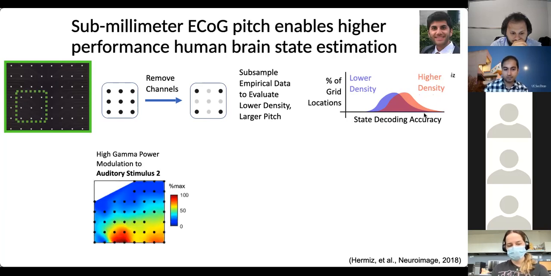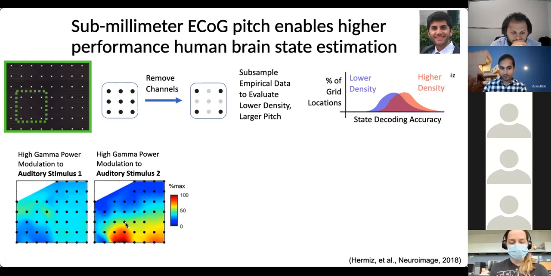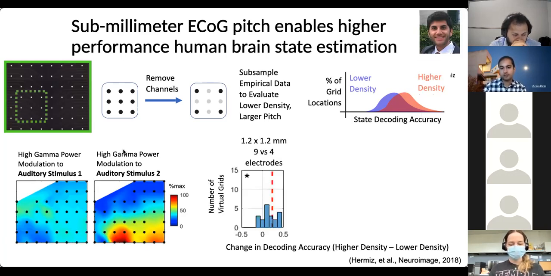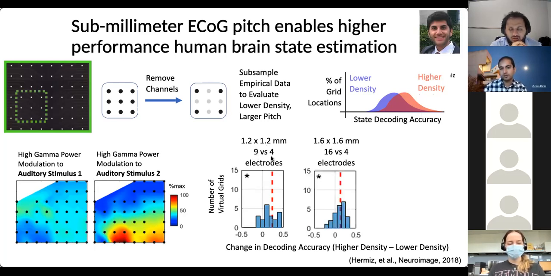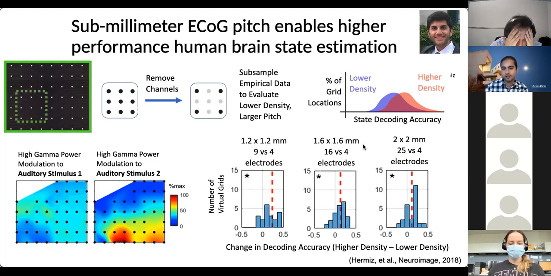And jumping to the punchline, when we look at the spatial activity between two auditory stimuli, we have a preferred stimulus and a non-preferred stimulus for these subjects. We could run these contrasts for different virtual grids where we're either looking at the full grid or subsampling down to a smaller number of electrodes, and we can do that in a few different configurations, different virtual grid sizes. And in all of these cases, we see that higher density is providing us with higher fidelity brain state estimation. So this is empirical evidence of what we expected from the simulations, that packing in additional electrodes, even at this fine sub-millimeter pitch, can improve our ability to ascertain the state of the brain.